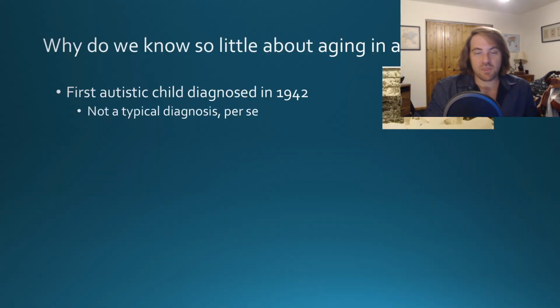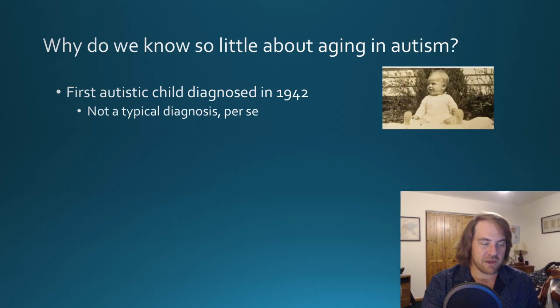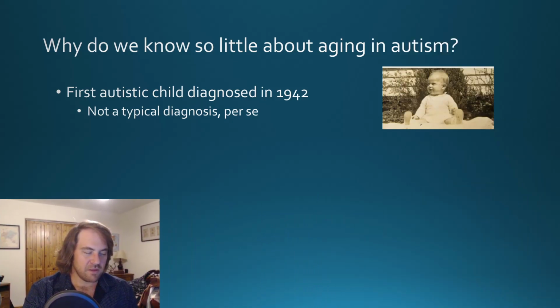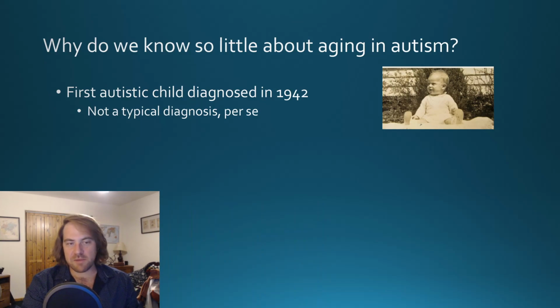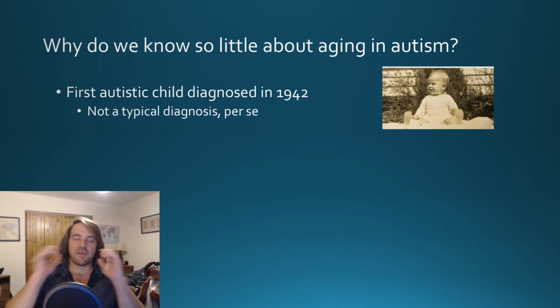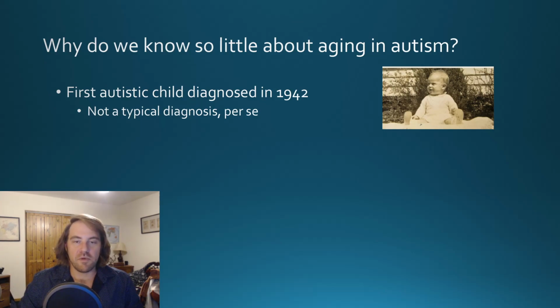Anyway, why do we know so little about aging in autism? First of all, I guess I should say we don't know a lot about aging in autism. That's the first thing I'm going to tell you. Let me get my head out of the way. So you can see this baby. So first thing I'll tell you, we don't know a lot about aging and autism, how people with autism go through the lifespan and become older adults with autism. We just don't. And so why don't we know a lot about that?